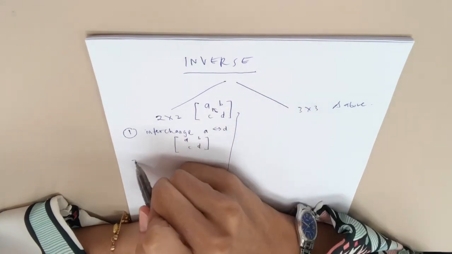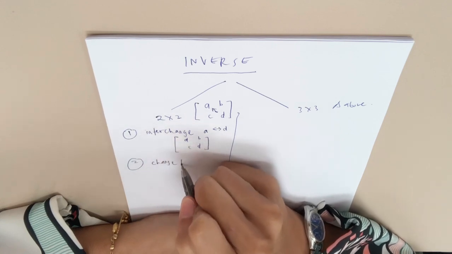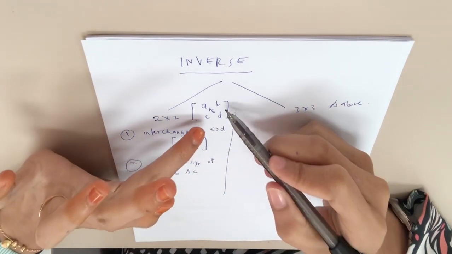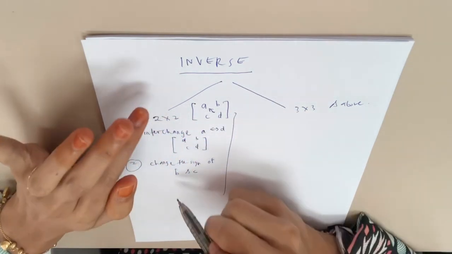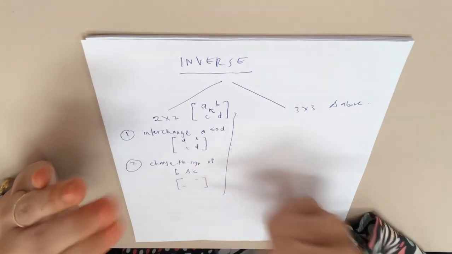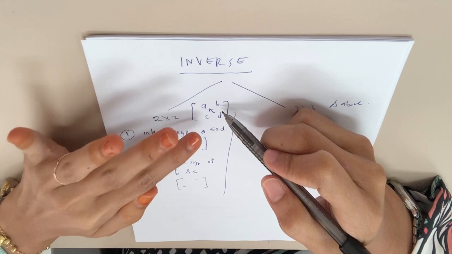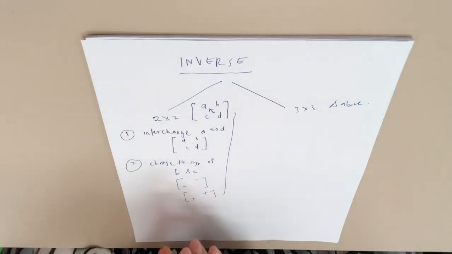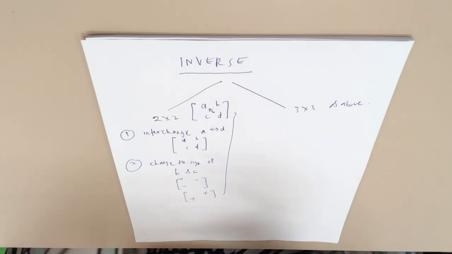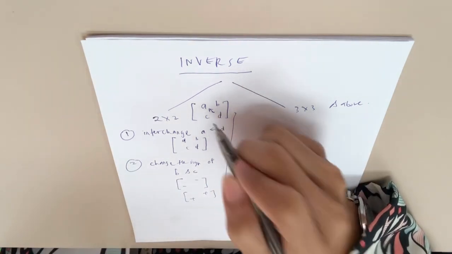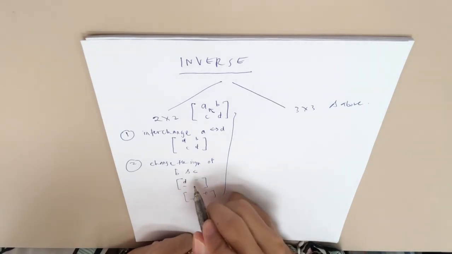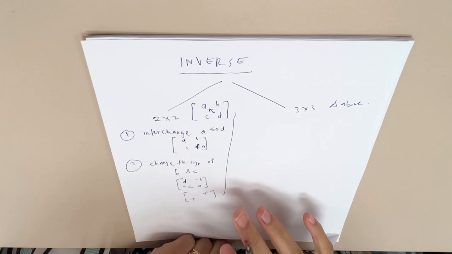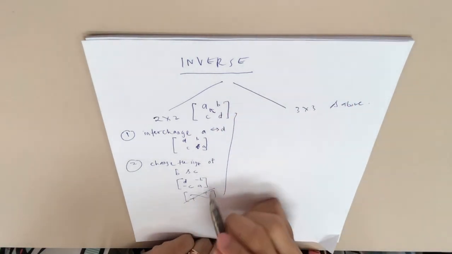Then step number 2, you change the sign of B and C. For example, if B and C are positive values, they will change to negative. If they are negative, they become positive. You just flip the signs. Let's assume B and C are positive, so the new matrix will have D, A, with negative B and negative C. So we get this matrix.